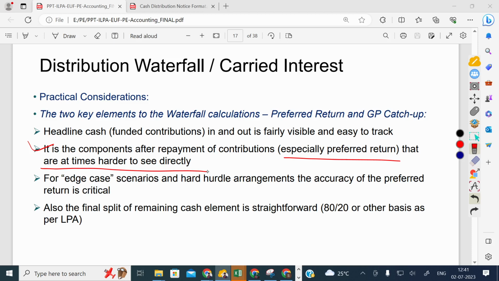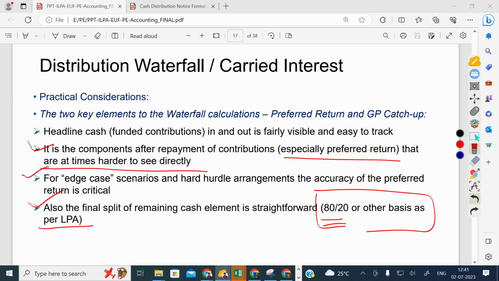And then for edge case scenarios and hard hurdle arrangement, the accuracy of the preferred return is critical. And also the final split of the remaining cash element is straightforward, 80-20 basis as per the LPA. So all these terms you can relate to at the time of calculation, how we can split this 80-20%.